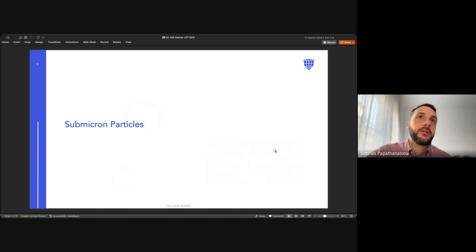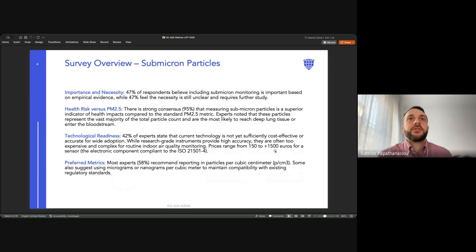Let's begin with submicron particles. These are the results from the survey. Basically, 47% of the respondents say that we should start implementing measurements with monitoring solutions that can measure at specific sizes. Another 47% feel that it is unclear and more research is needed. So in total, something like 94% of the people agree that we have to investigate further.